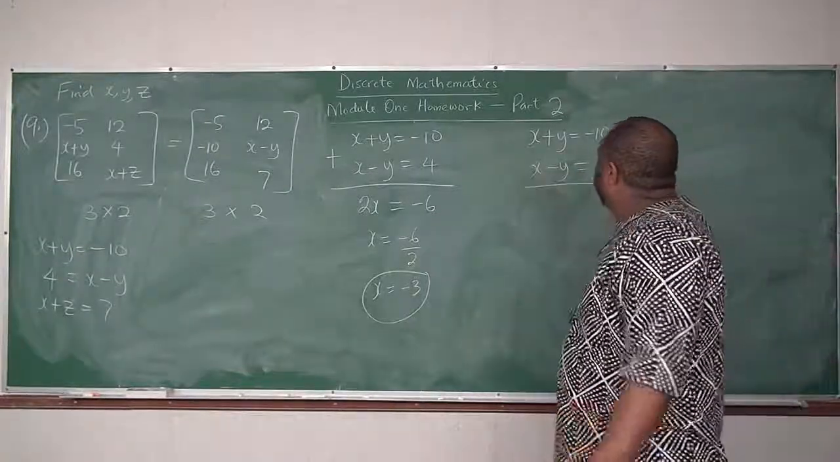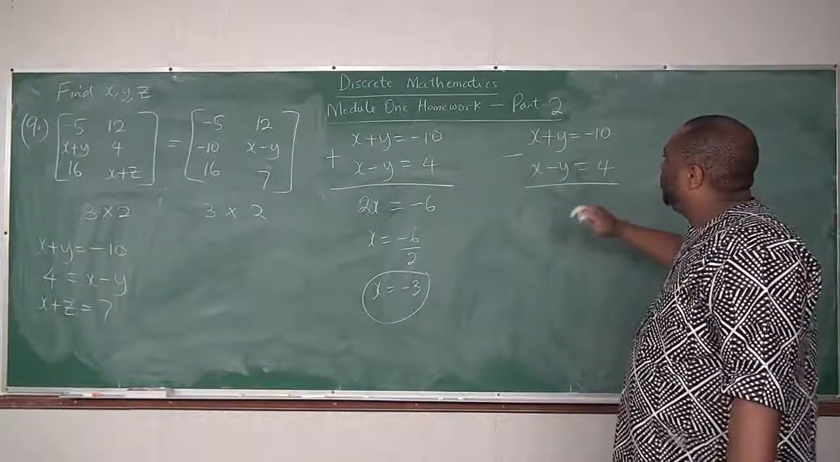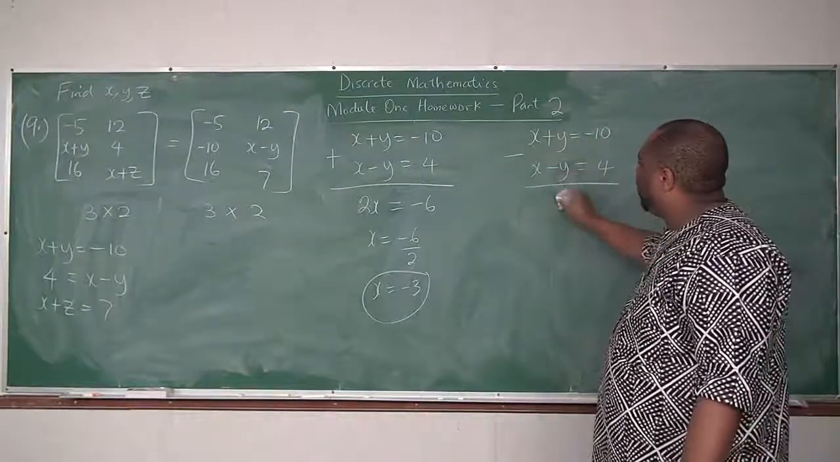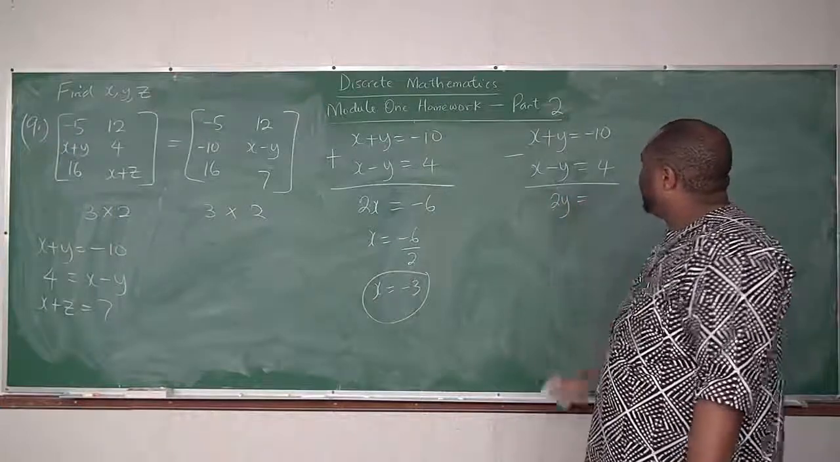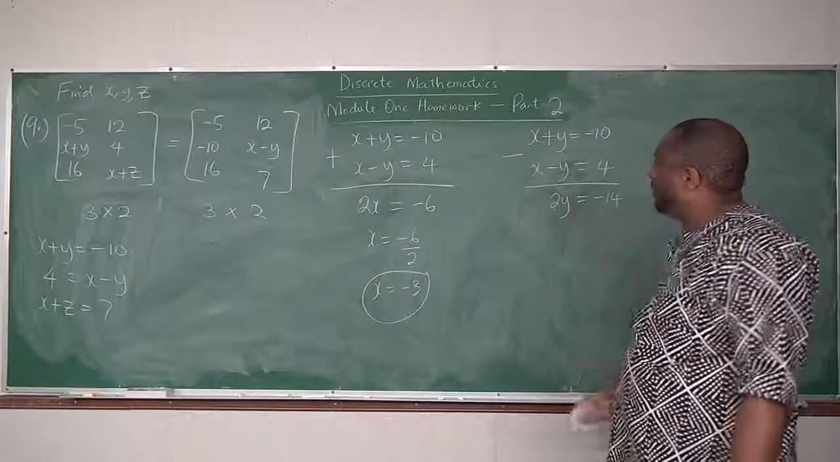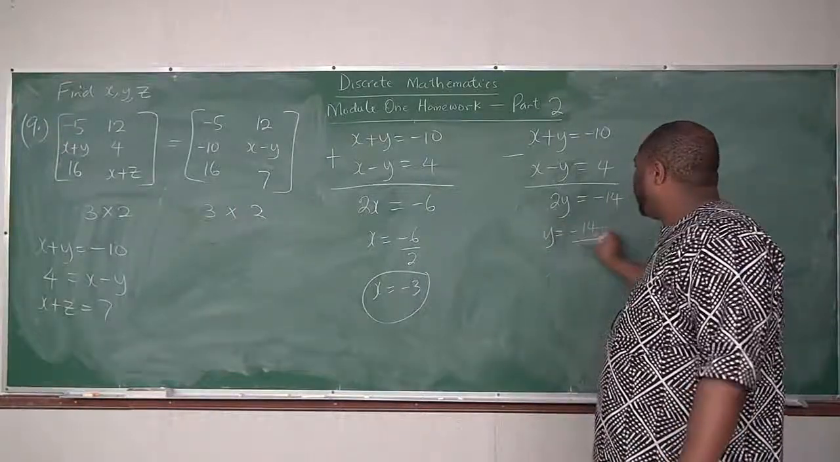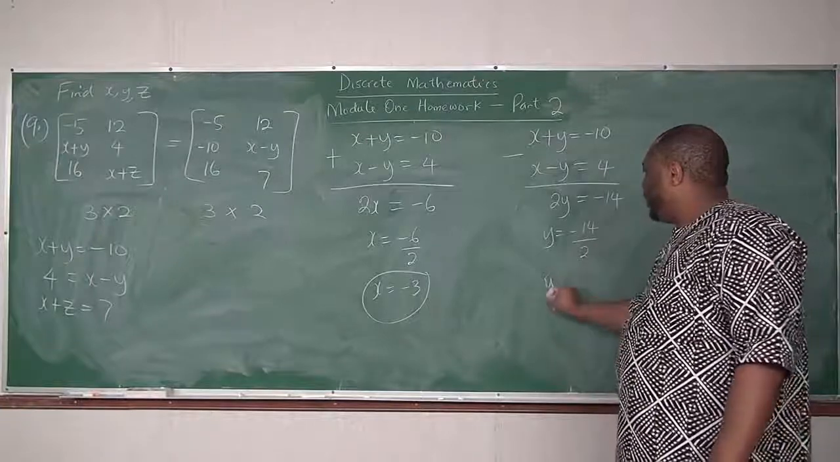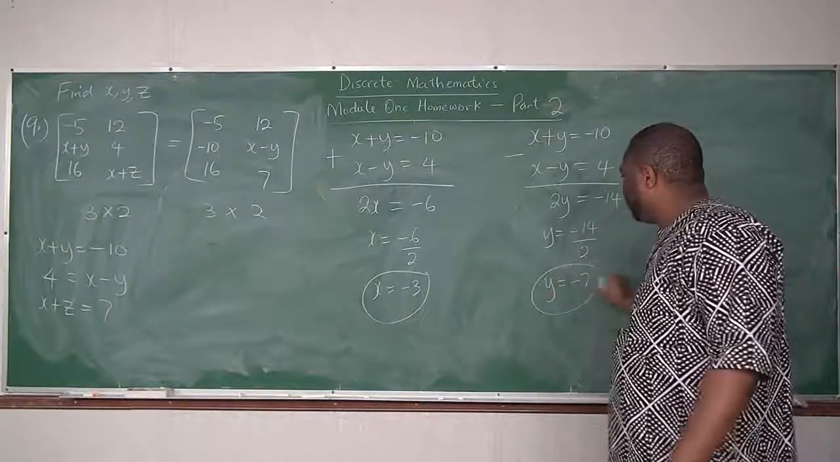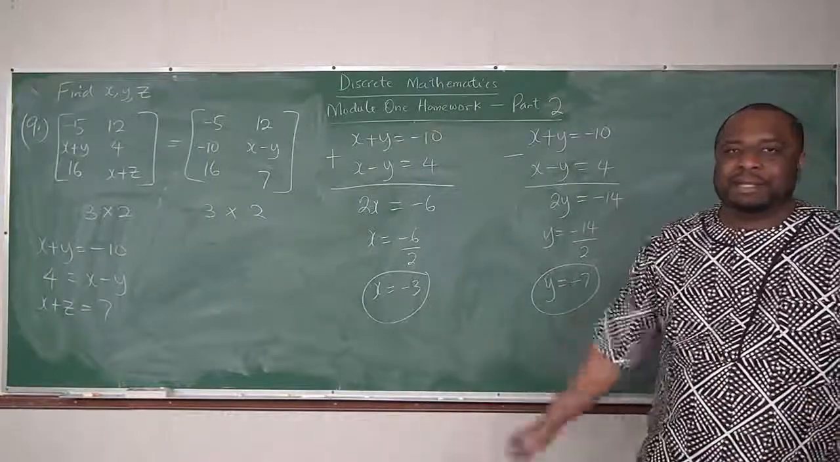So here, in this case, we subtract. x minus x is gone. y minus minus y is 2y. Then minus 10 minus 4 is minus 14. So y will be minus 14 divided by 2. y is minus 7. Negative 7 or minus 7, that's the same thing. Okay.